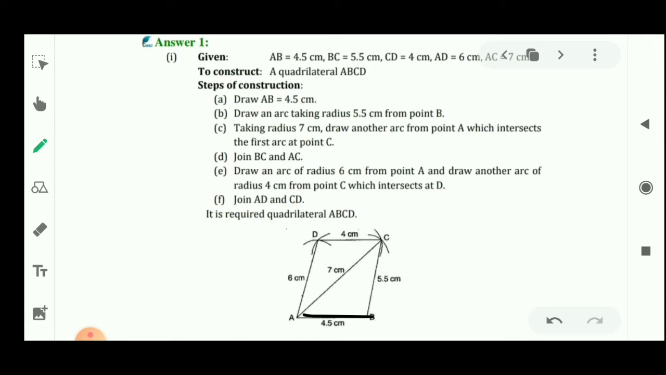Then from point B, draw an arc taking radius 5.5 centimeter. Now students, take a radius of 5.5 centimeter in your compass, put your compass on point B and draw an arc like this. Then take the radius of 7 centimeter in the compass, put the compass point on A and draw another arc like this, which cuts the previous arc at point C. Then join the points like this and like this.